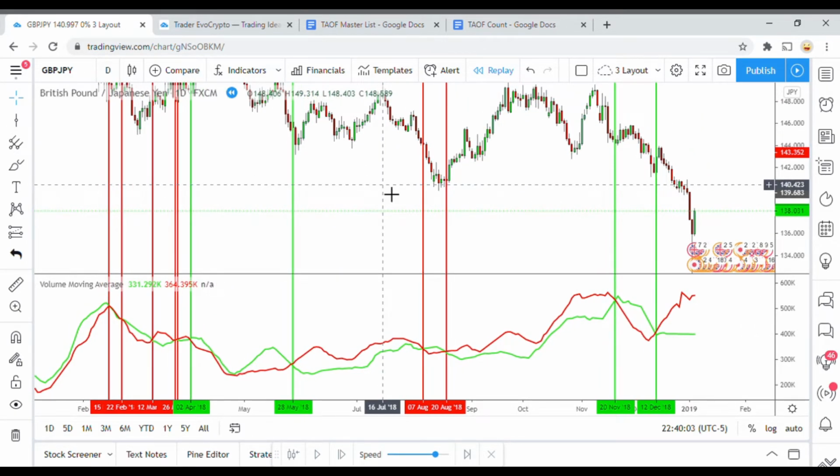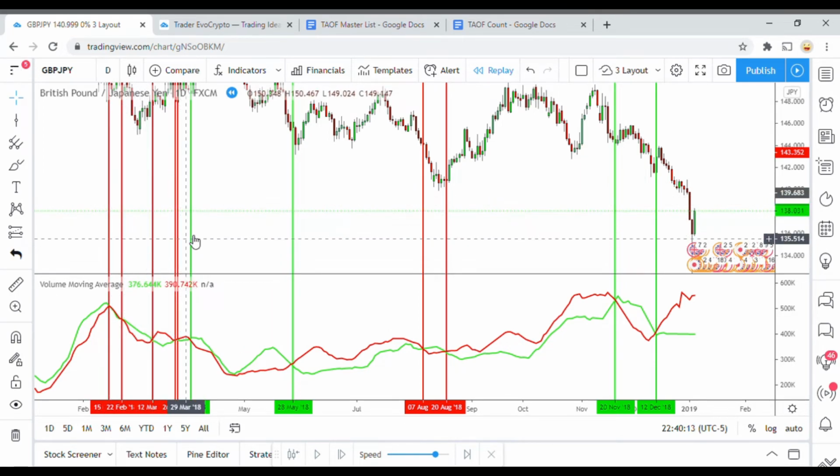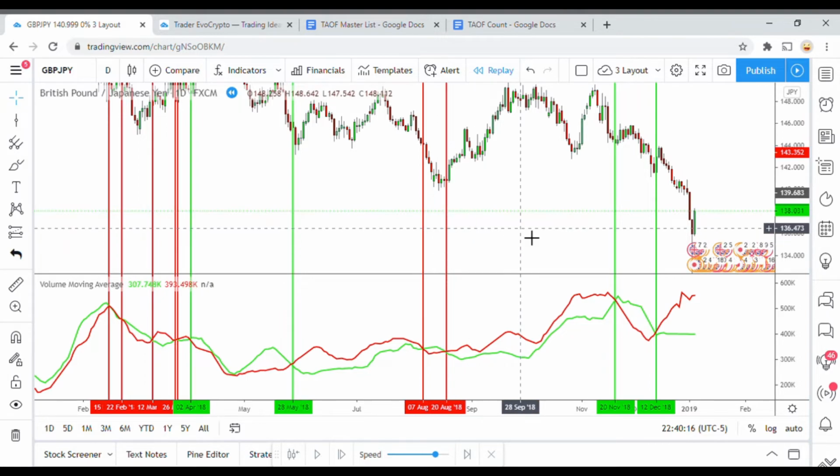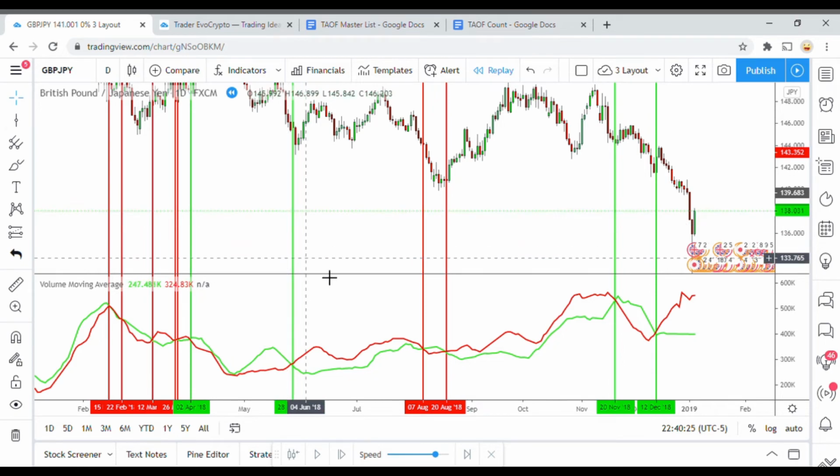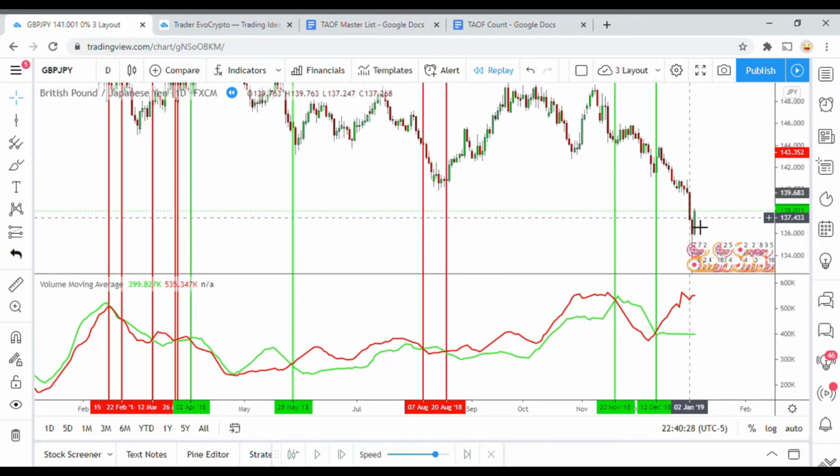All right, let's add these up and see what we get out of the volume moving average. So we have 1, 2, 3, 4, 5, 6, 7, 8, 9, 10, and 11. So 11 trades all together. And we have 1, 2, 3, and 4 winning trades. So unfortunately, that is not going to meet the 60% criteria that we are looking for.